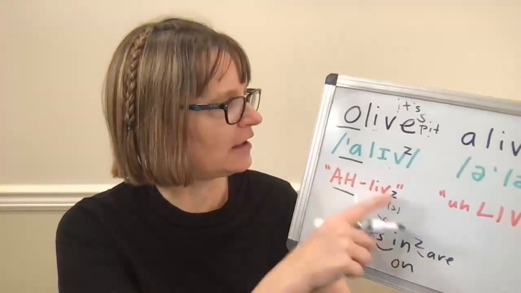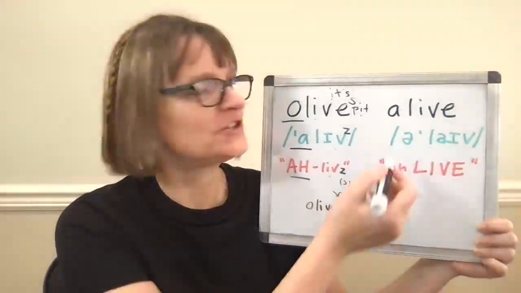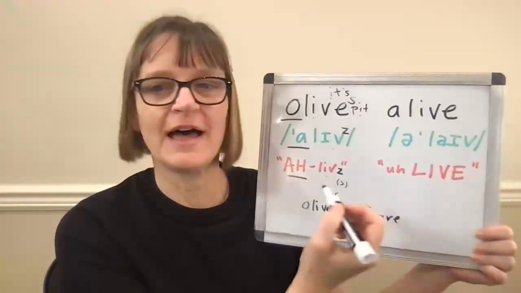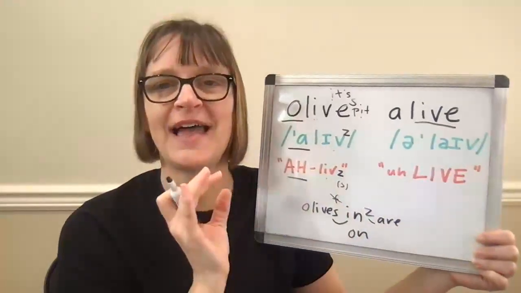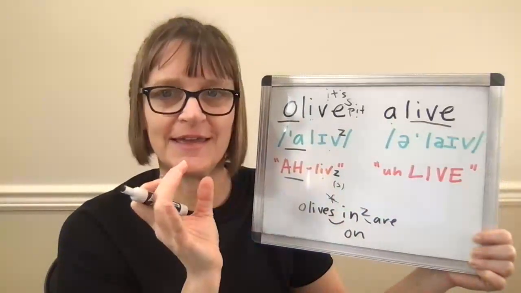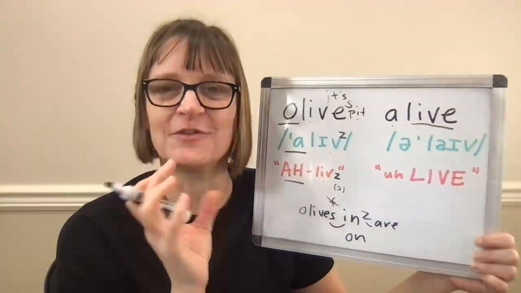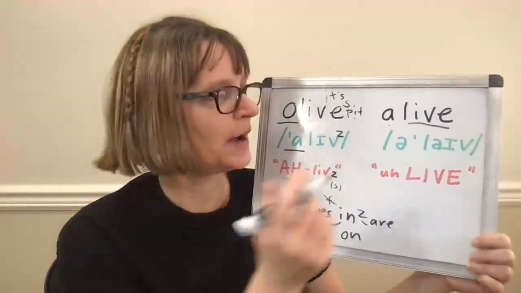So we have olives, letter O, sound ah. Then when we switch to alive, we have second syllable stress. So here my live syllable has the long, clear vowel, and suddenly my first syllable, letter A, is not saying an A sound, but rather an uh sound. It's a short, unstressed schwa.